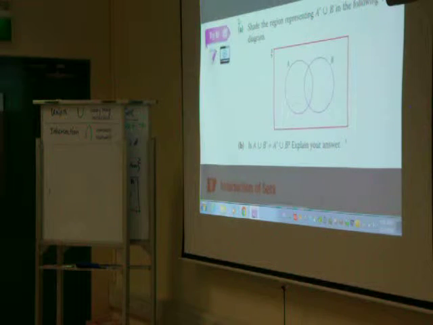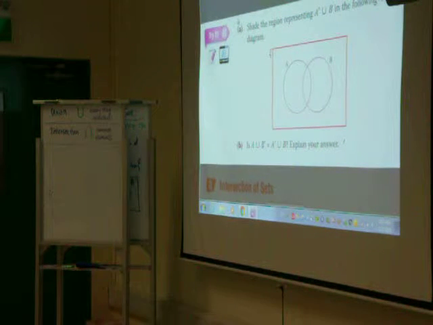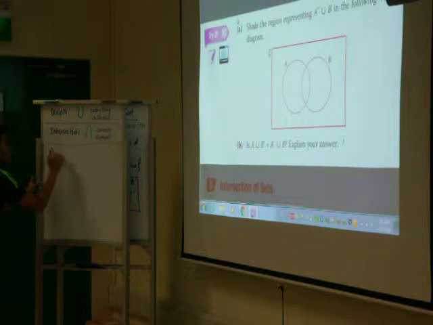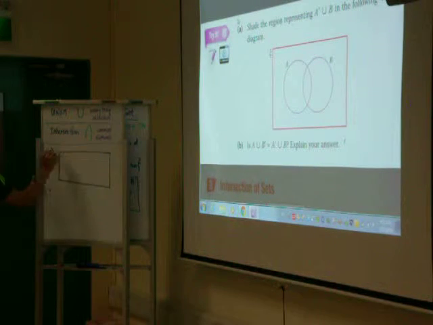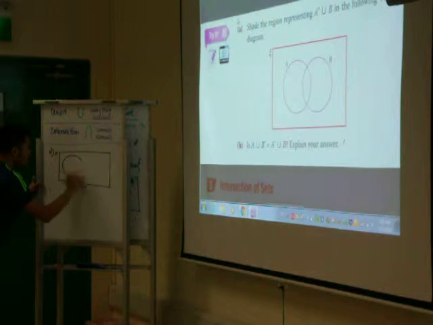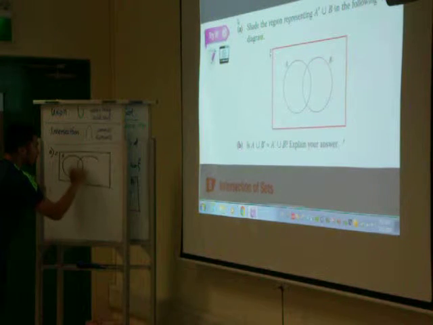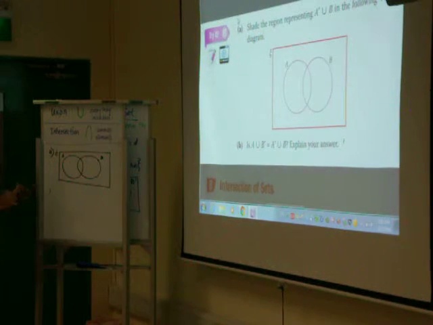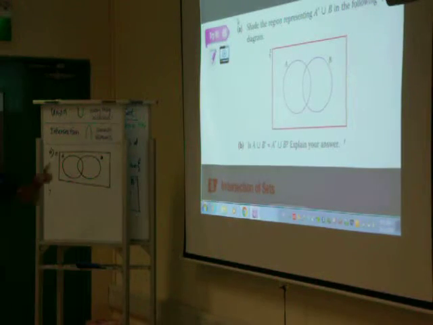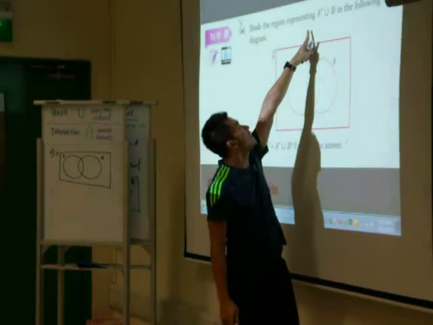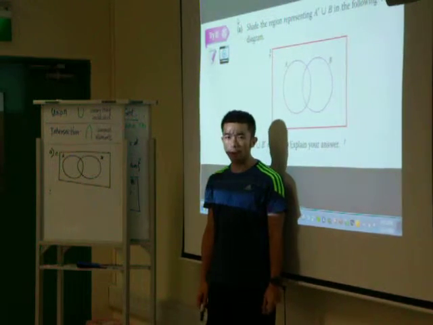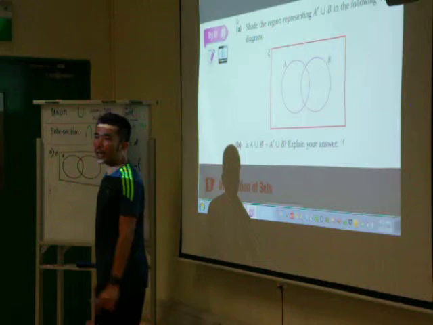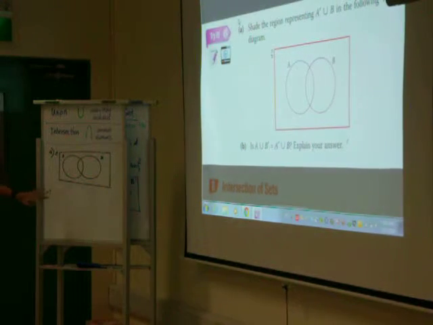Okay? I'm going to use this as an example. Part A. Alright, you have a universal set given to you. This is your A. This is your B. What they want you to do is shade the region representing A prime union B. Wow, very complicated. Am I right to say that? So, okay, don't do anything yet. Can you look at what I'm going to do now?